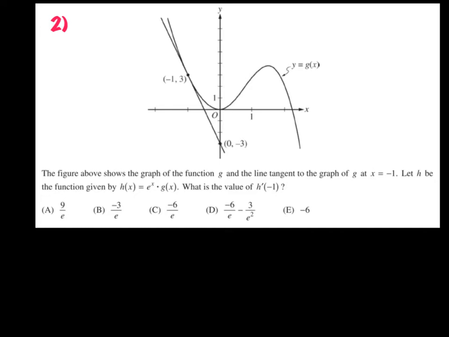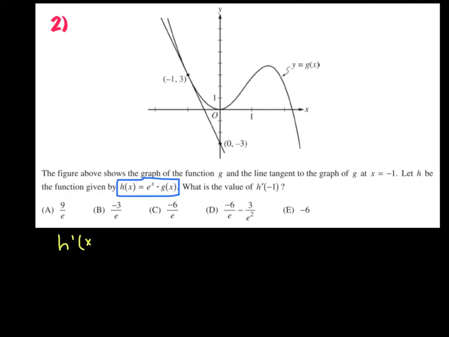Let h be the function given by h of x equals e to the x times g of x. What is the value of h prime of -1? Okay, so we definitely have to do the derivative. So before I even get into worrying about that graph, I'm going to go ahead and do the derivative of h of x.